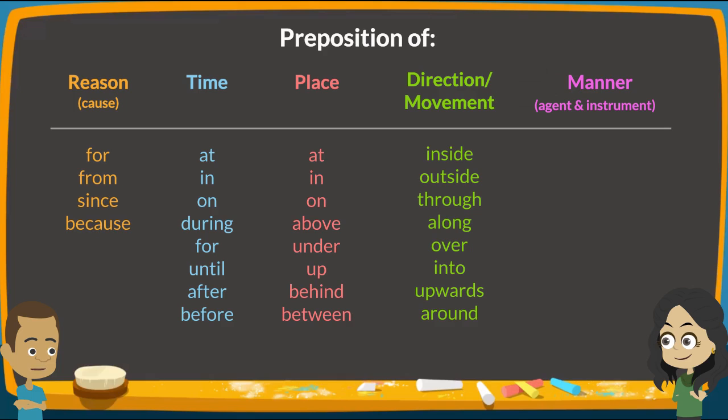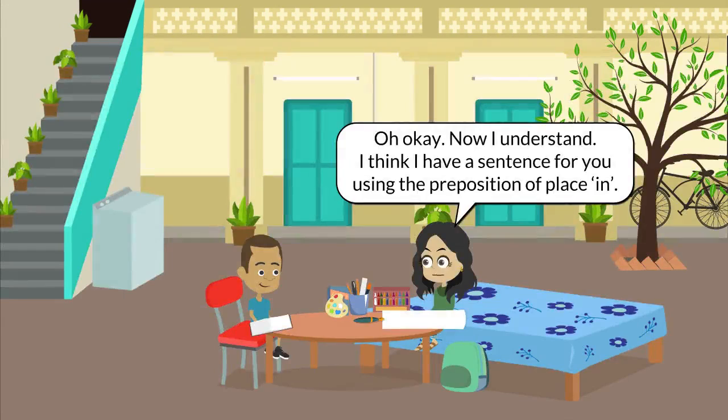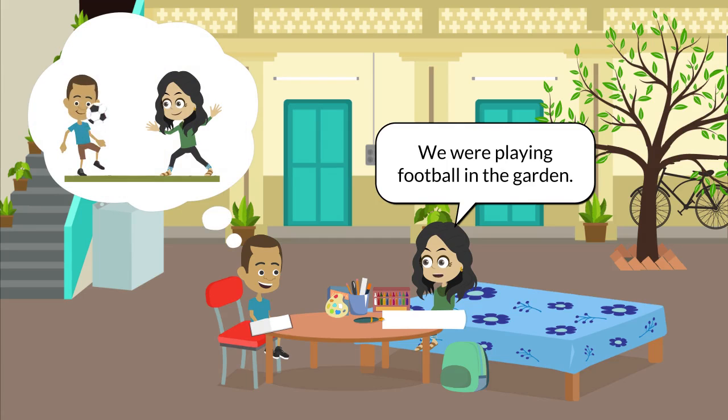Prepositions of reason explain why something is or will be done. Similarly, prepositions of manner tell us about the way something happens or how something is done. Oh, okay. Now I understand. I think I have a sentence for you using the preposition of place, in. We were playing football in the garden.